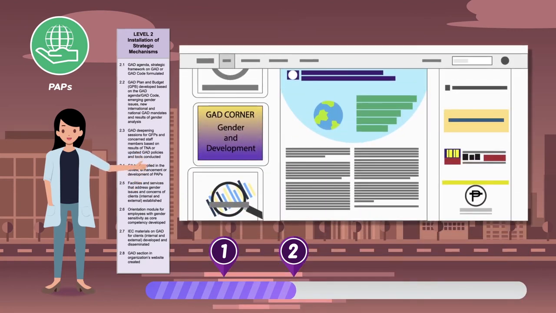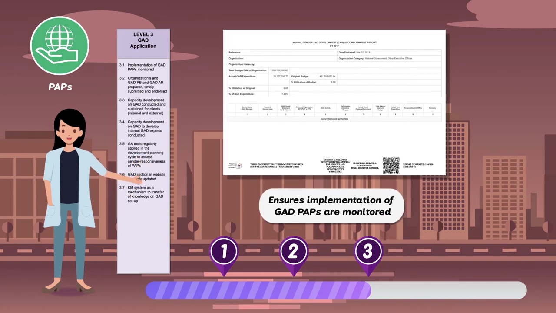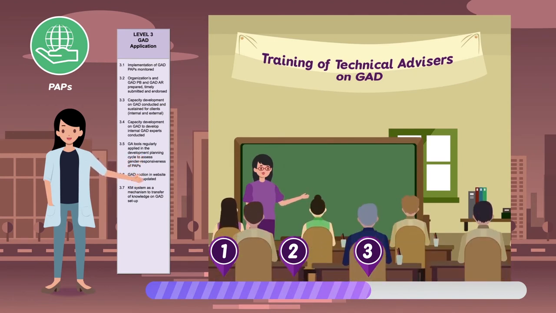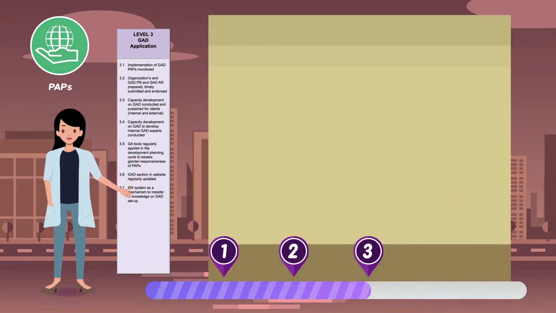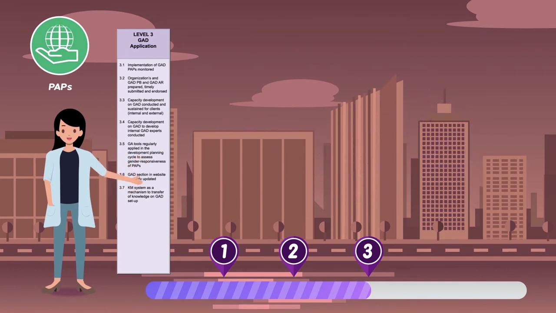At level 3, the organization ensures that the implementation of its GAD PAPs are monitored. External clients are also capacitated through relevant GAD sessions. Finally, a knowledge management system to ensure the transfer of knowledge on GAD is set up.